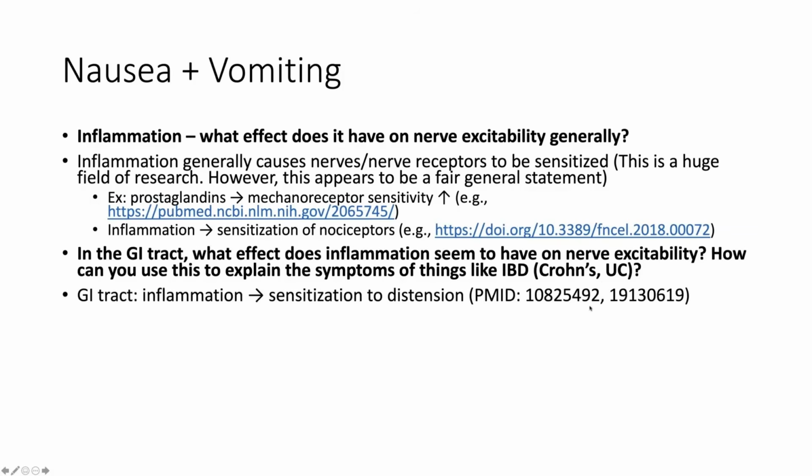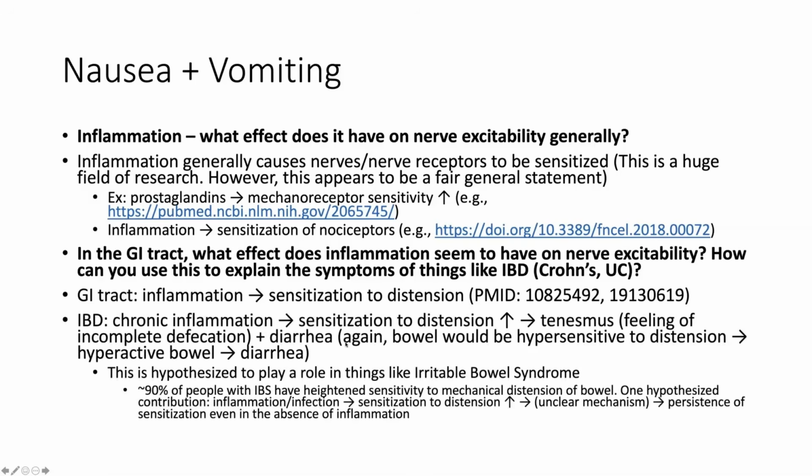So inflammation leads to sensitization to distension, right? There are a number of papers on this. If you want to look at the PubMed IDs, this is what they are. One of the thoughts for why the symptoms of IBD happen is that you get chronic inflammation, so you become more sensitive to distension. Remember, distension is the signal for the gut to move things through. That's why you give bulking agents. That's why fiber makes you have to go to the bathroom.